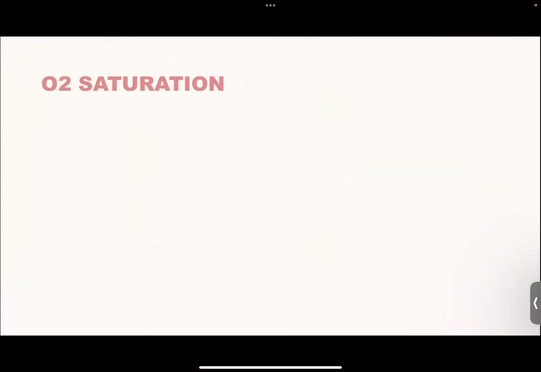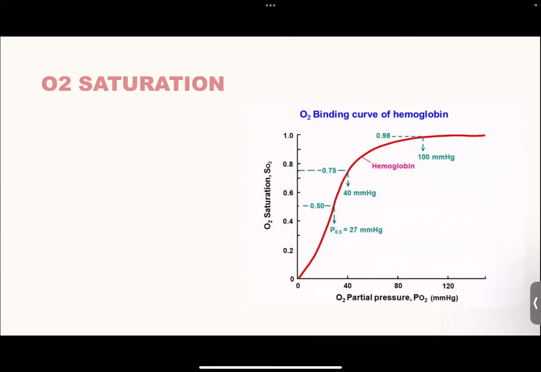Now let's look at O2 saturation. So the O2 saturation curve kind of looks similar to the concentration curve, but there are differences, however. Okay, so in the saturation curve, the y-axis, the O2 saturation axis, this 1.0 basically signifies 100%. So when we say 1.0, it says 100% saturation, okay?